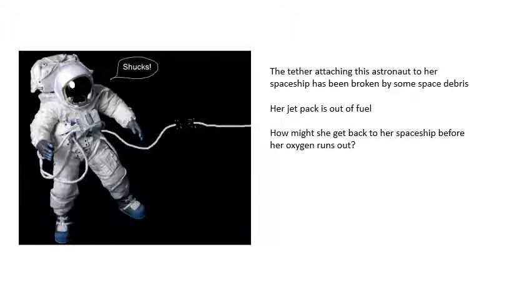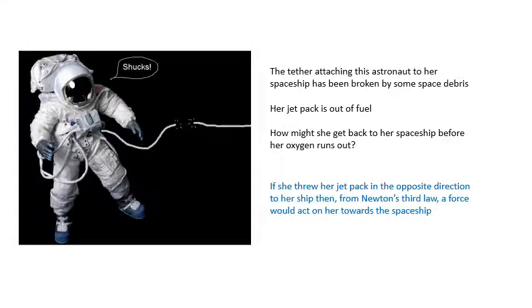Here's a little something to think about. There's Sandra Bullock again. The tether attaching this astronaut to her spaceship has been broken by some space debris. And her jetpack is out of fuel. She forgot to fill it up. And all the crewmates are all fast asleep and the radio's broken again. How might she get back to her spaceship before her oxygen runs out? Have a little think. I'll show you the answer in 3, 2, 1.